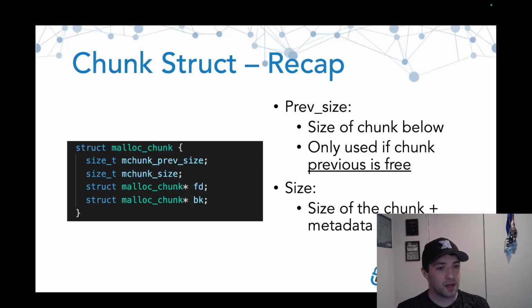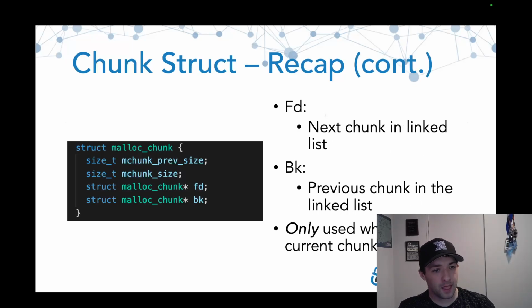Cool. So to recap, the prev size is the size of the chunk below and only used if the previous chunk is free. The size is the size of the chunk plus metadata. The FD is the next chunk in the linked list, and the BK is the previous chunk in the linked list as well. And then these are only used when a chunk is free. Very particular about that. It's really important to understand.